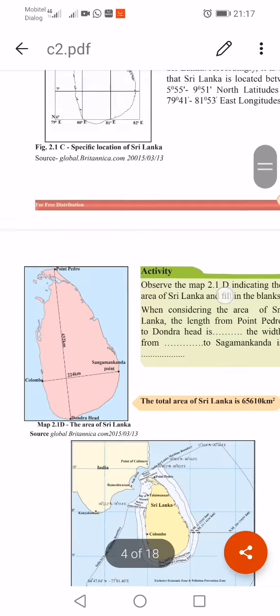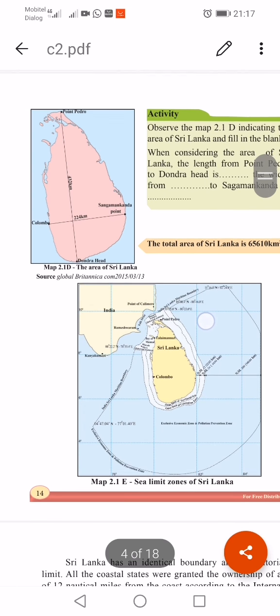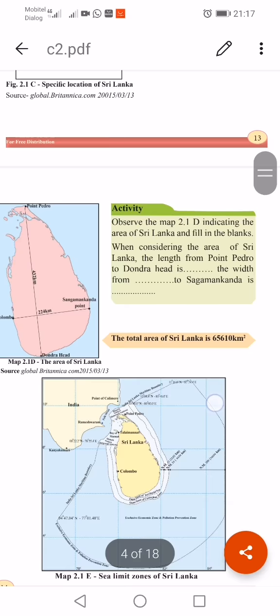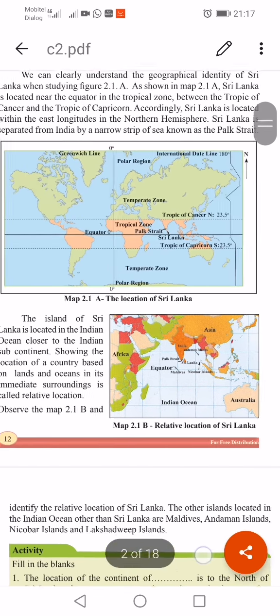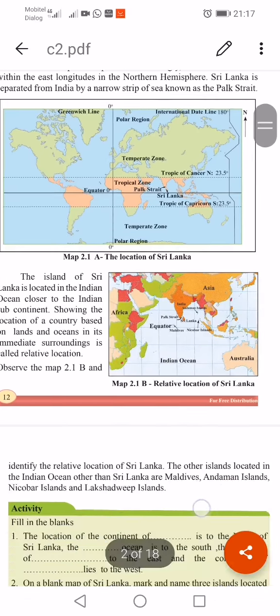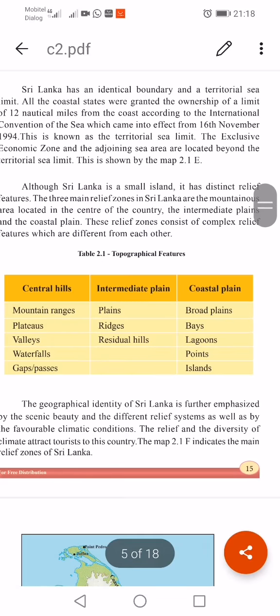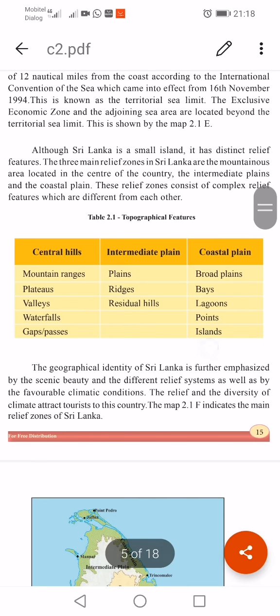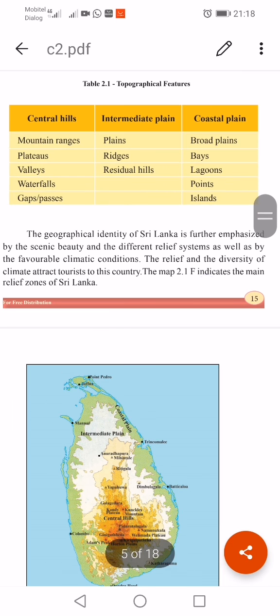And also the width and the length of our country, the sea limit zones, as well as the special features. Everything that you have to revise and keep in your mind in order to answer well in the question paper. And here now I would like to take your attention to this topographical features chart, right?